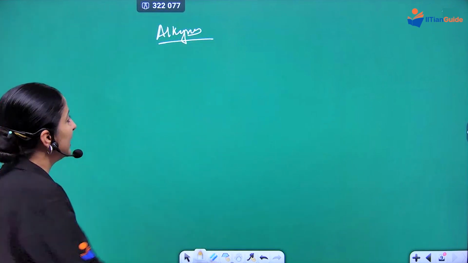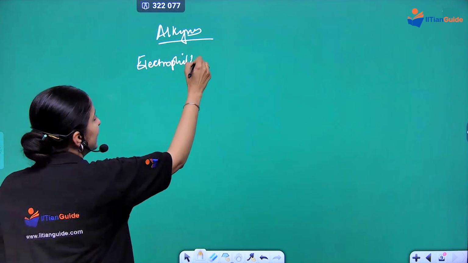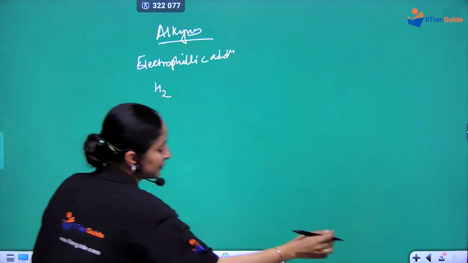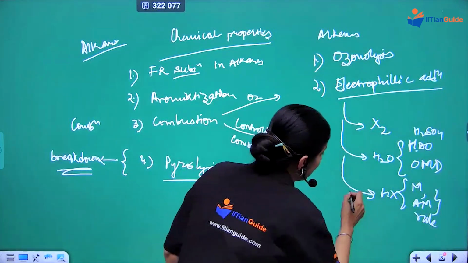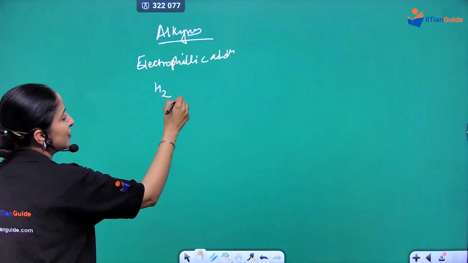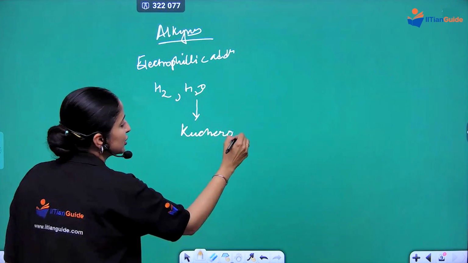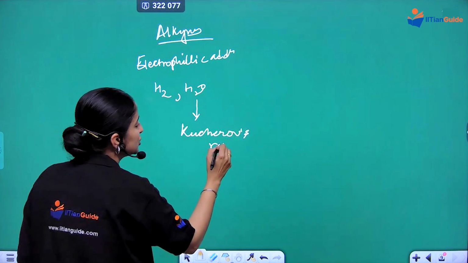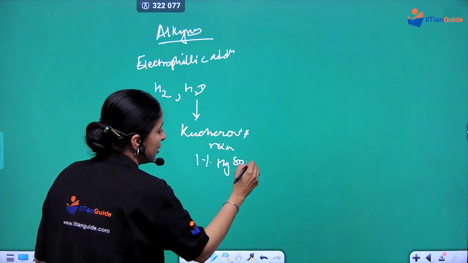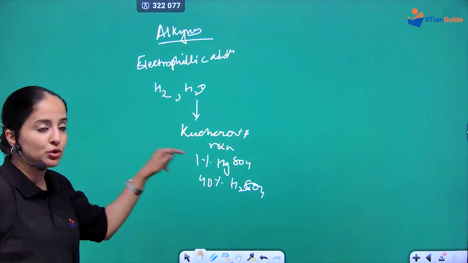Alkynes also, beta, they give electrophilic addition reactions. So you can have addition of, one second, beta. We have addition of hydrogen also here. Let's go ahead now. Electrophilic addition of hydrogen, water. You have one famous named reaction, Kucherov's reaction over here. You must do that, right? Which is 1% HgSO4, 40% concentrated H2SO4. This is known as Kucherov's reaction.